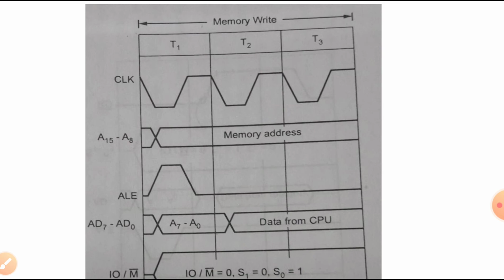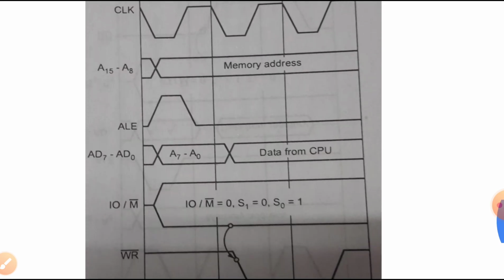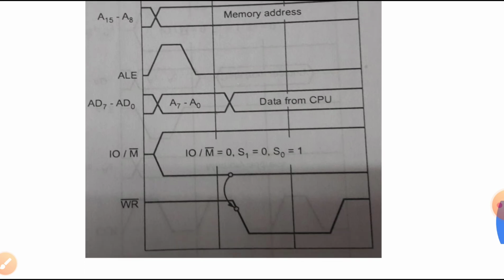And what happens in T1? In T1 again the same thing happens. Lower order address on the lower order address bus, higher order address on the higher order address bus. The ALE signal goes high, and all the activation signals, input output memory and the status signals, remain enabled, and the write signal is enabled in T2. So in between T2 and T3, whatever is the content of the microprocessor register will be copied into the memory. So this is the memory read or memory write cycle.